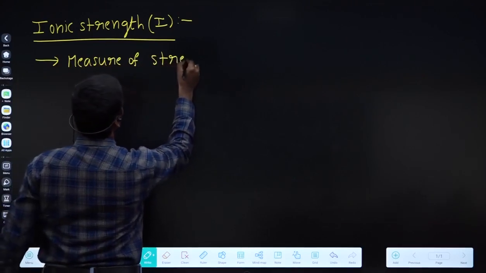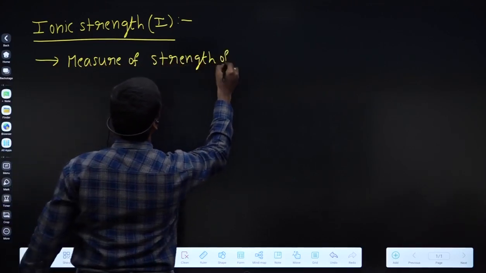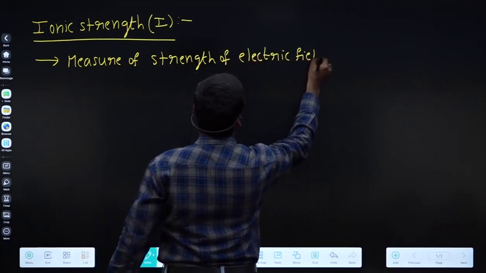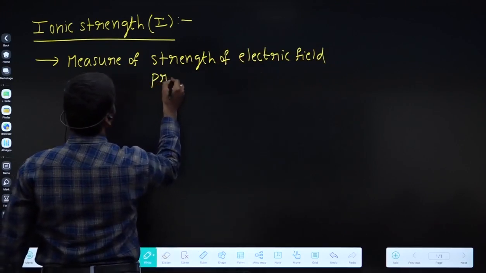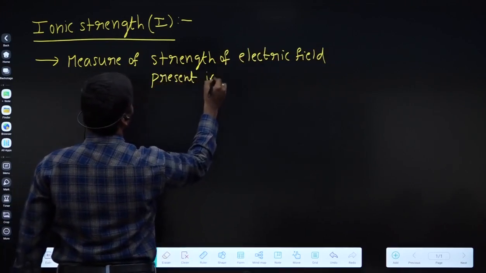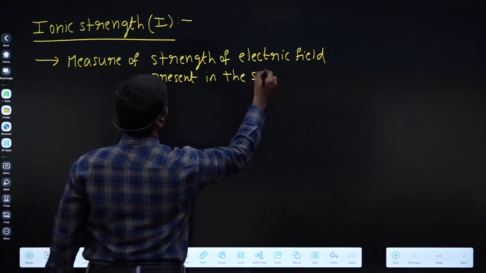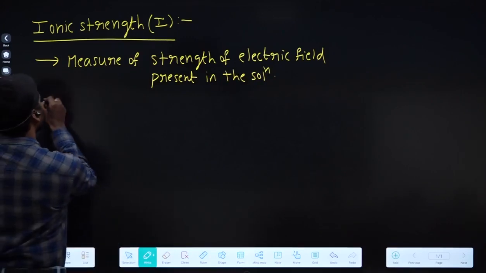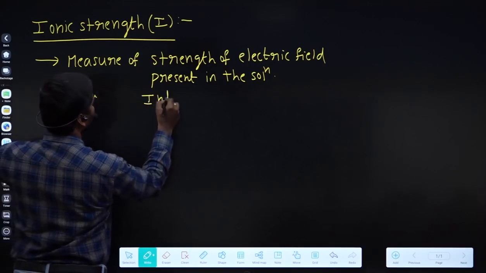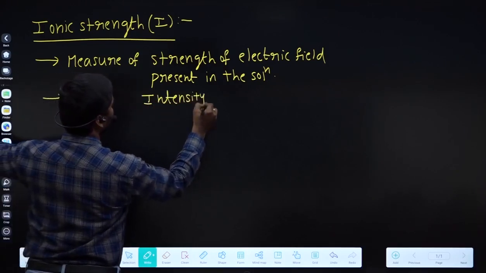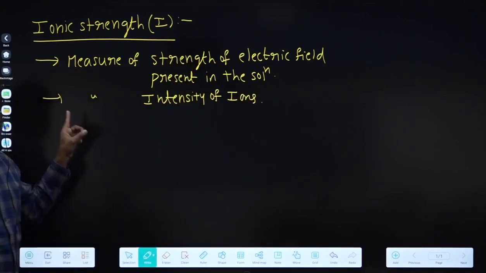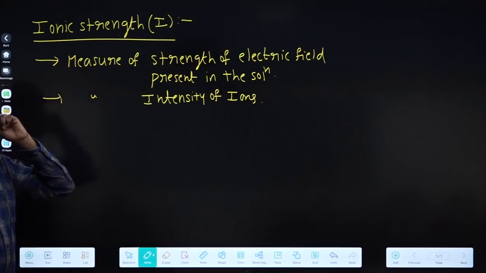strength of electric field. It is a measure of strength of electric field present in the solution, or it is a measure of intensity of ions present in the solution. Intensity of ions or strength of ions or concentration of ions, that's why it is said to be ionic strength.